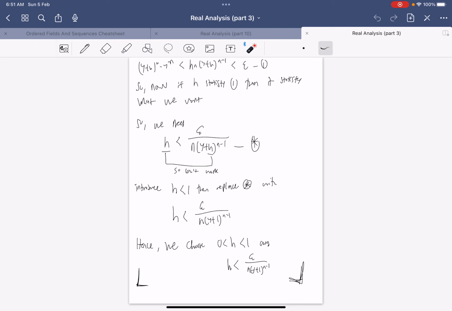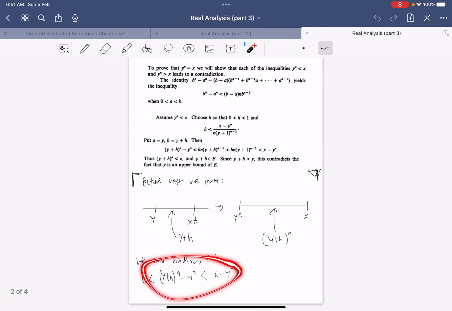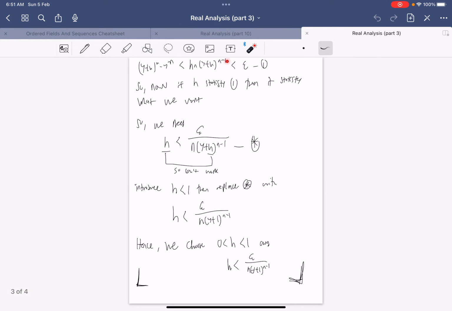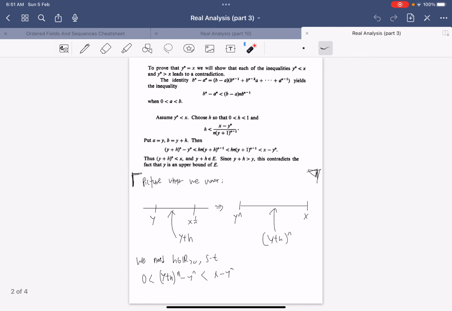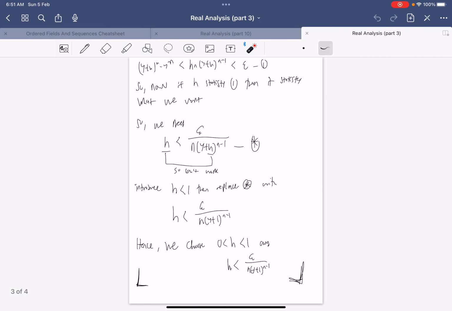And so for this to occur, it can be reduced to saying we want h times n times (y plus h) to the power n minus 1 to be less than epsilon. And in this case, epsilon is x minus y to the power n. And so if h satisfies the first inequality, then it satisfies what we want. Because if you know this is true, then you know this whole thing is true as well. And that's what we want.